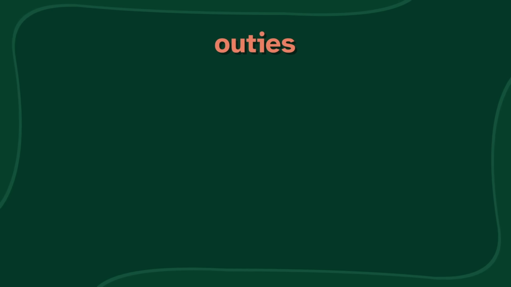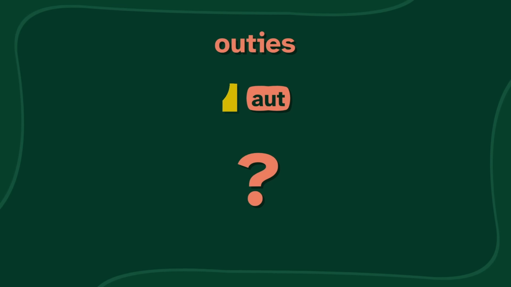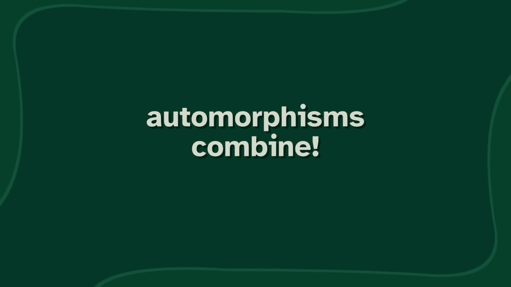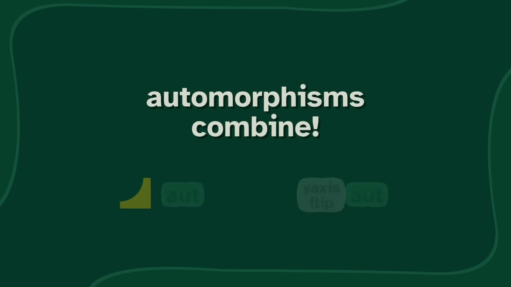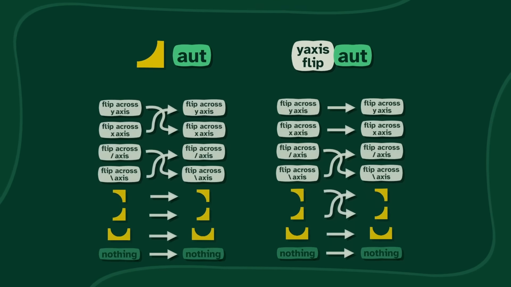Now, what about the outies? We already saw the 8th pipe, but are there any others? The outies are harder to find because we can't just check all of the symmetries. But luckily, I've got a trick up my pant leg. Automorphisms combine. Let's say we have 2 automorphisms. And remember, an automorphism is a rearrangement of symmetries. So we can just connect the arrows to get a combined automorphism.